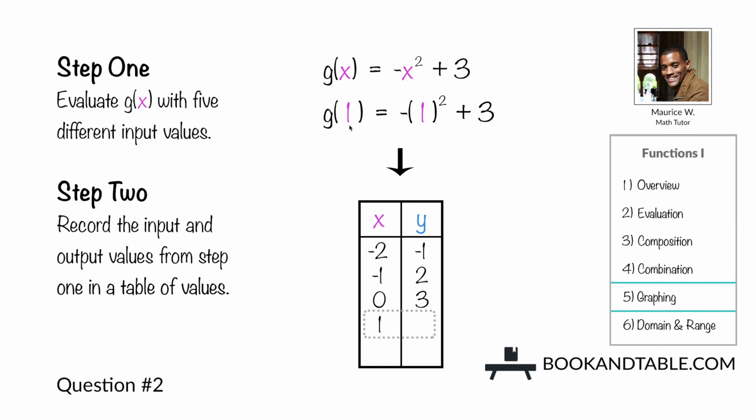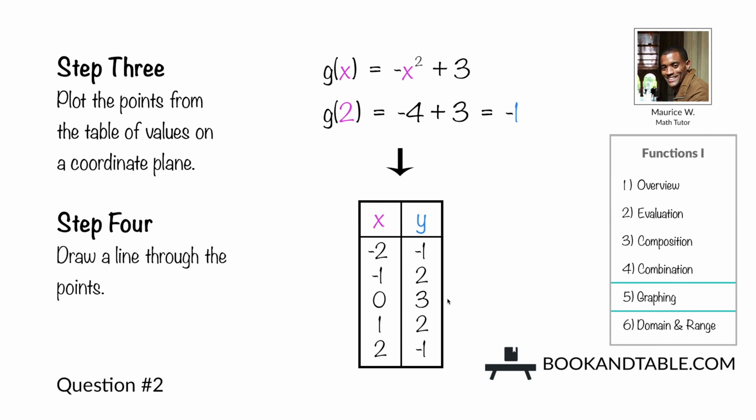We then plug in 1 for x, showing us g of 1 is equal to negative 1 squared, which is negative 1. Plus 3 would be positive 2. So the input is 1, the output is positive 2. G of 2 is equal to negative 2 squared, which would be negative 4. Plus 3 would be negative 1. So our input is 2 and the output is negative 1.